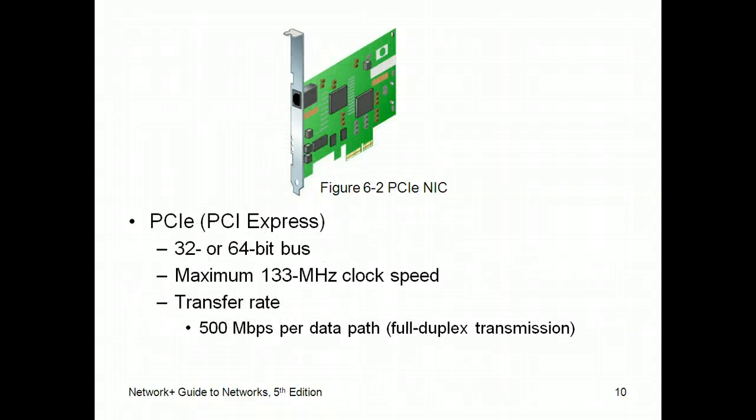Then came the PCI Express. The PCI Express, you'll notice the path is even smaller than the first two. It runs on a 32 or 64-bit bus, maximum 133 megahertz clock speed, transfer rate 500 megabits per data path, full duplex, meaning going and coming all the time, full-fledged data transfer.